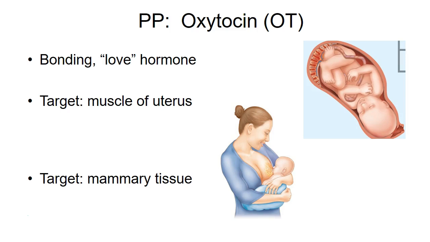It's also involved with mammary tissue and milk letdown, so lactation, so feeding. So it turns out the signal for that's coming from suckling of the baby to release oxytocin. It's not the only hormone involved, though, in lactation, as we'll see. And we'll talk more about that when we get to the reproduction section. Sorry, go ahead, Sabrina.